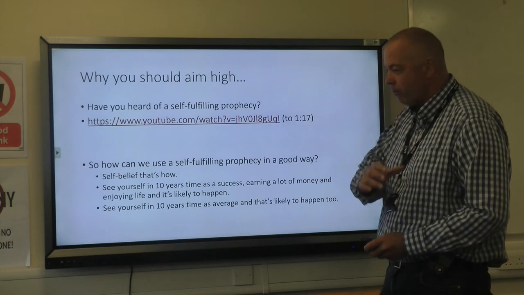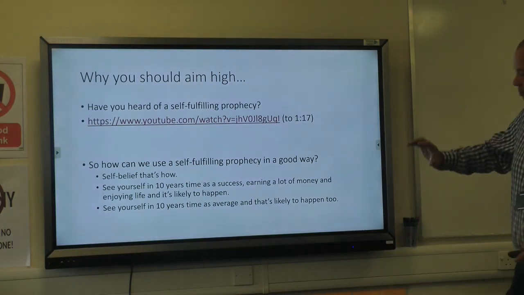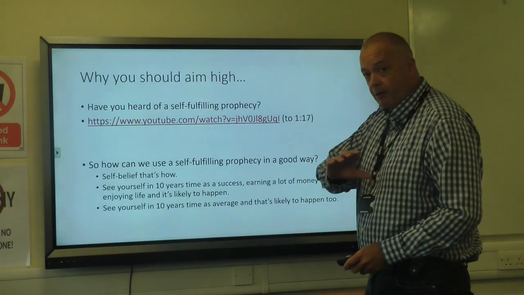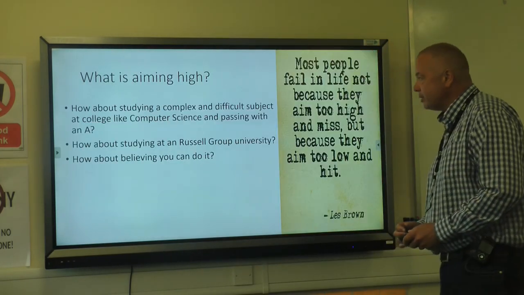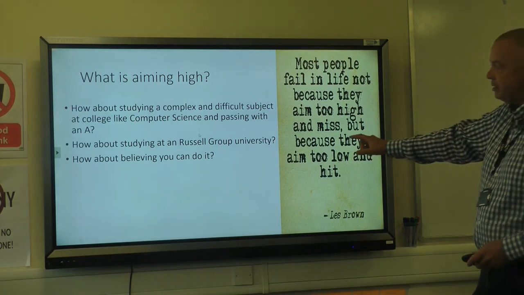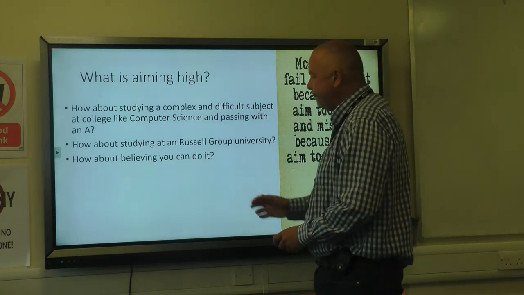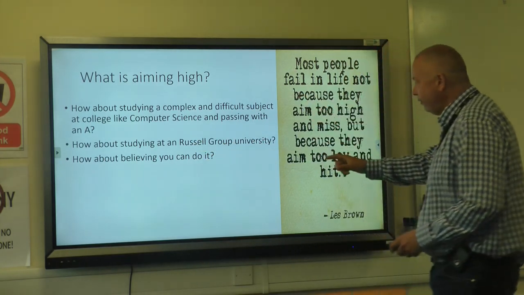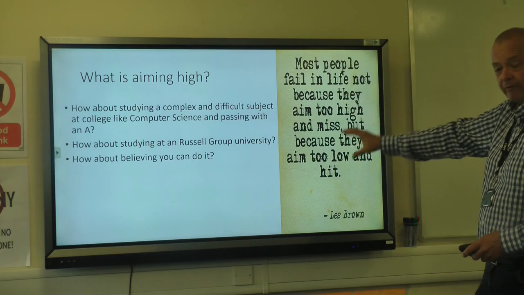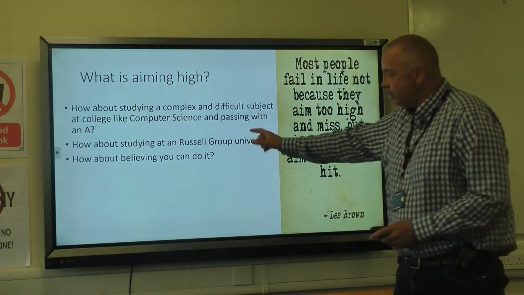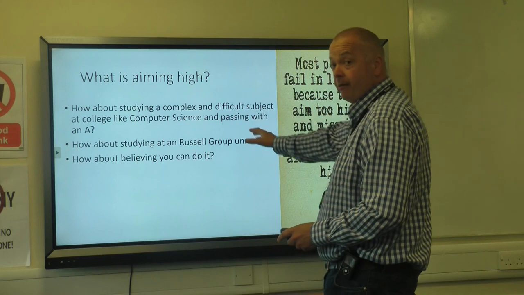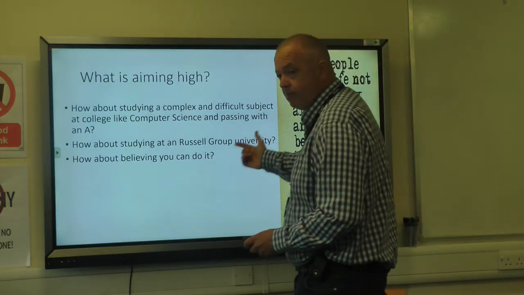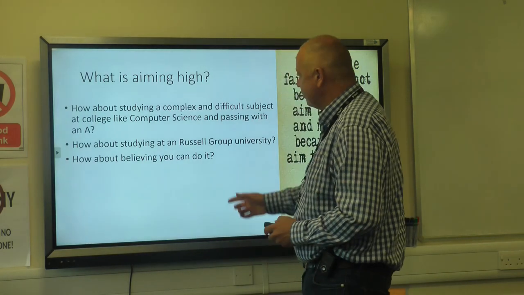You need to think about where do I want to be and how am I going to get there. So please do now. Take the time to think about where you want to be in 10 years because that will really help you choose your subjects. Computer science is difficult and it's complex. And to get an A in it is quite a rare event. But if you see yourself working somewhere, you're going to have the motivation to get there. You're going to have the motivation to put the hours in and you're going to have the motivation to achieve the A's. Studying at Russell Group University, they're the big ones, they're the impressive ones.